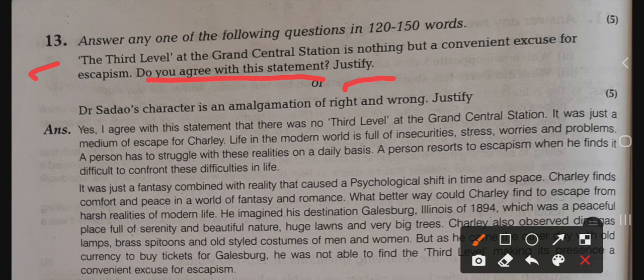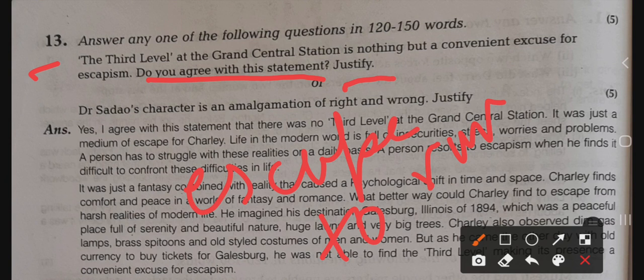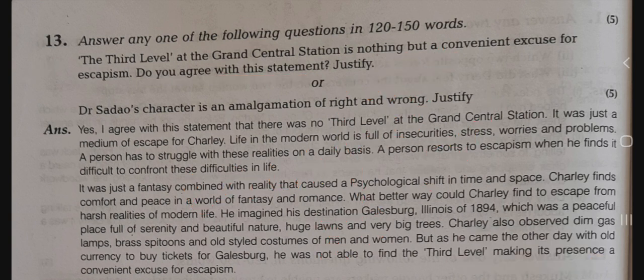Escape means to run away. So the third level at the Grand Central Station was nothing but something to escape from reality. Do you agree? And it is from the chapter, The Third Level. So do you agree? First you have to say yes or no. The question is asking, if yes, then why? If no, then why? So you have to answer like this.